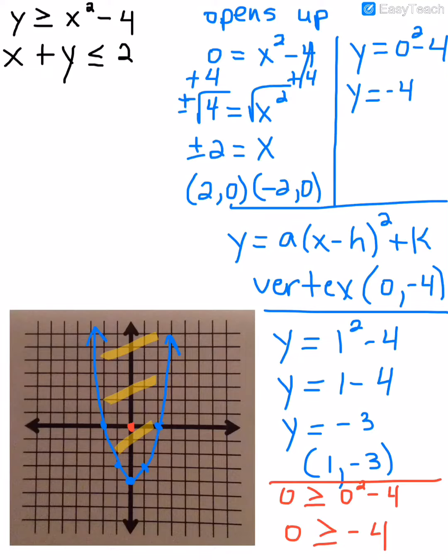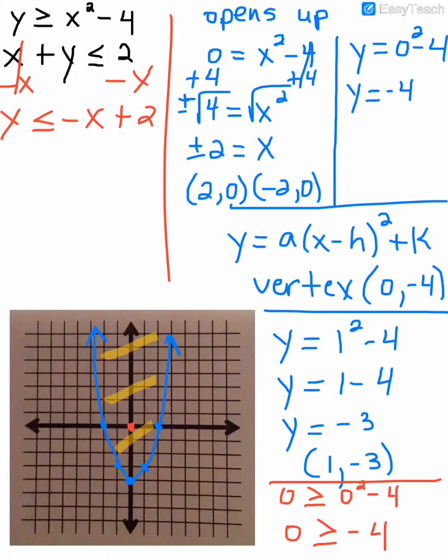Now I need to go back and graph the second part of this system of inequalities, which is a line. So in this system of inequalities, the line is x plus y is less than or equal to 2. I'm going to get this into slope-intercept form to graph it. And to get it in slope-intercept form, I need to get the y by itself. So I'm going to subtract x from both sides. And I get y is less than or equal to -x plus 2. Okay, that's in slope-intercept form.